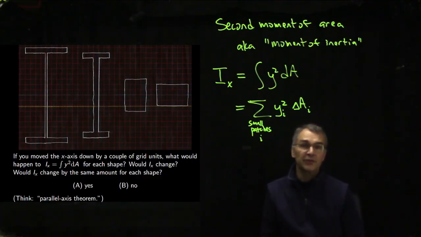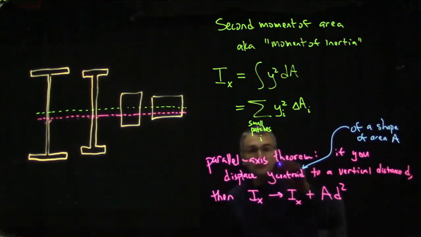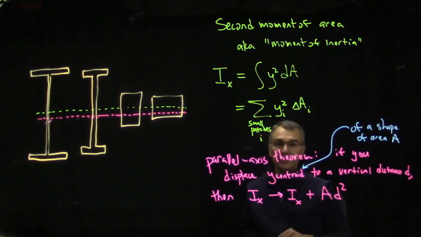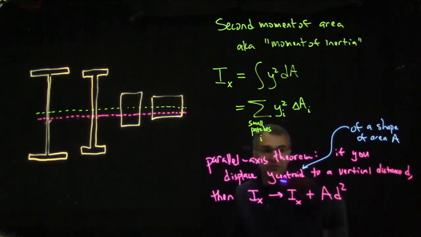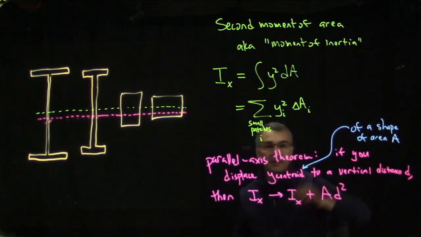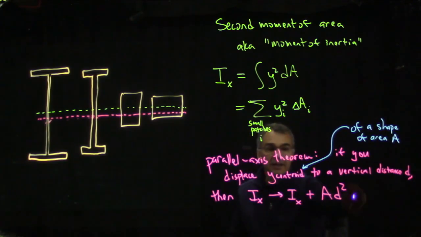So what we have to think about to solve this is the parallel axis theorem. The parallel axis theorem says that if we take a shape that initially has its centroid along the x-axis, so initially the y value of its centroid is 0, and you displace that y centroid to y equals d, so the centroid was at y equals 0, now the centroid is at y equals d, and it's a shape of area A, then whatever value you got for the second moment of area is increased by A d squared.